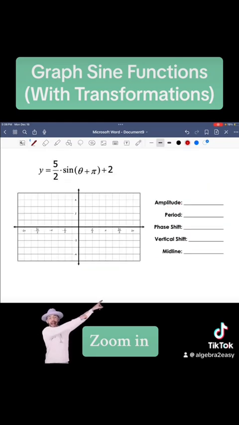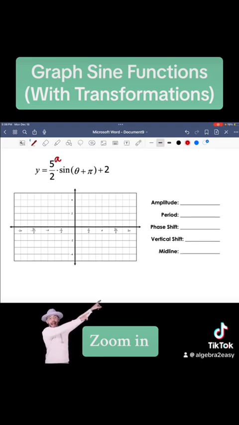This time we have 5 over 2 times sine of theta plus pi plus 2. Our amplitude is not 1. Notice we have 5 over 2. So we're going to take the absolute value of 5 over 2 and get 5 over 2. Our period is going to be 2 pi divided by b. This time, notice, if I look in front of theta, I don't see a number, so it's understood to be 1. So if I say 2 pi divided by 1, it's just 2 pi.